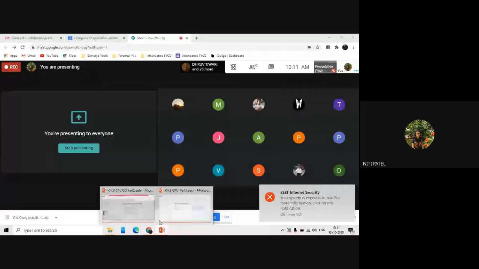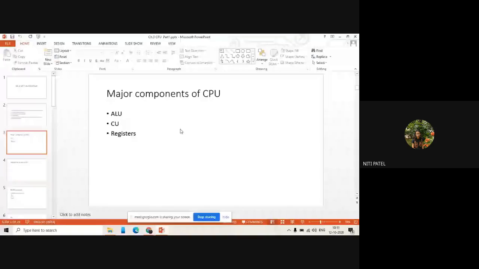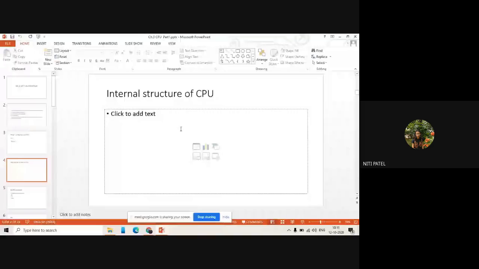So we had started with the first part of CPU architecture, third lesson. We had seen that the CPU has three components: the ALU, arithmetic logic unit, the CU, control unit, and registers. We had seen the internal structure, that the ALU contains a shifter and complementers, which are used for performing complement and shift operations. Then we had seen that the Boolean logic and arithmetic logic perform your arithmetic and logical operations.